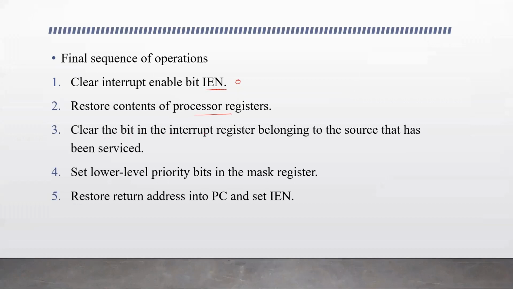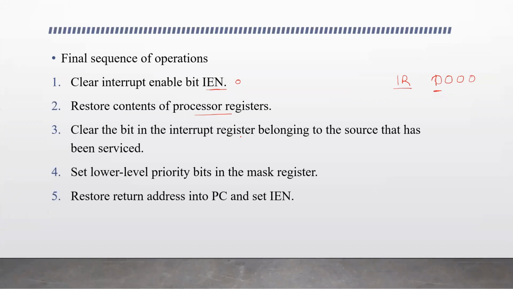And clear the bit in the interrupt register belonging to the source that has been serviced. Okay, if the disk has interrupted, the interrupt register would be 1000. Now this is being serviced, so now we need to clear it. That is the step: clear the bit in the interrupt register.